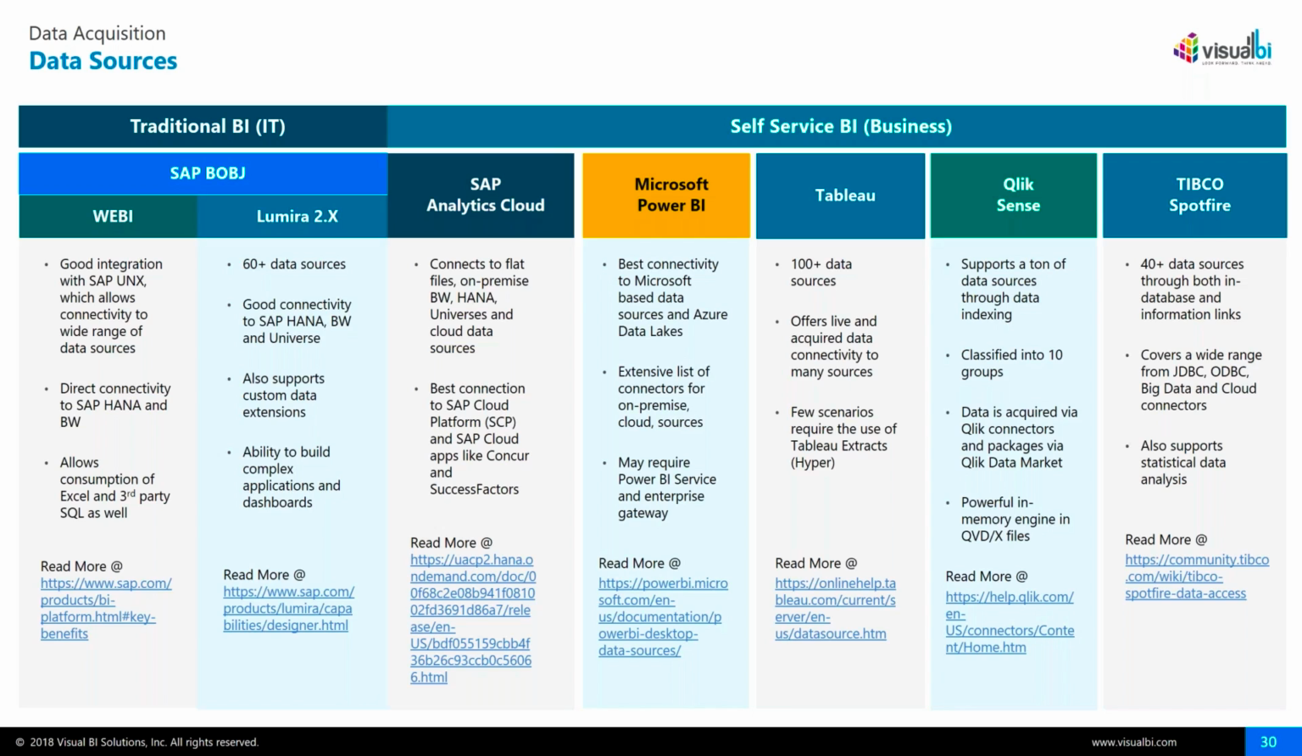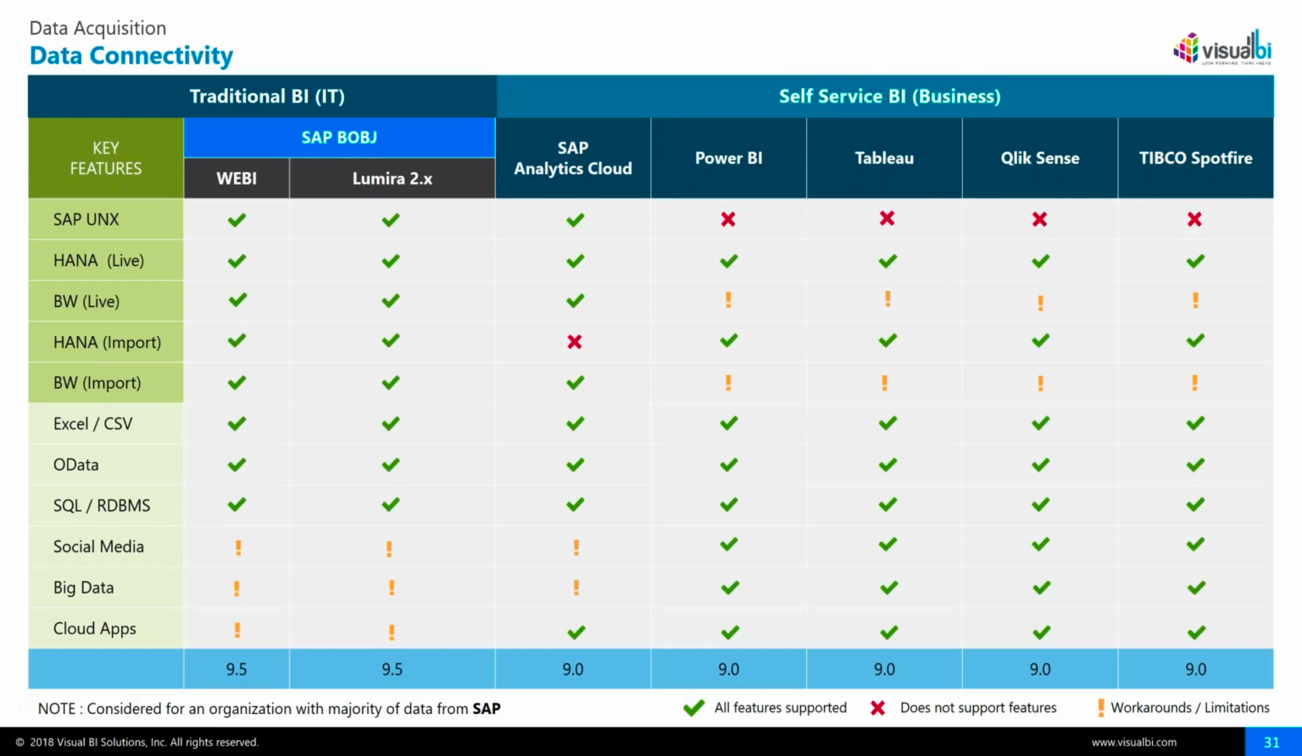When we come to Power BI, same thing: Power BI provides very good connectivity to Microsoft-based data sources and Azure Data Lake. They also provide extensive connectors, and if you want to really use some of the connectivities, that's where the enterprise gateway comes in. Tableau has a lot of rich connectors, more than 100, in both live and acquired mode, and if you really want to get into complex data preparation and acquisition scenarios, that's where Tableau extracts and Hyper come into play. And Qlik and Spotfire, you can't really differentiate among them, but they are also very powerful, though Qlik relies more on importing the data into its in-memory engine. That's where Qlik will really shine once you acquire the data.